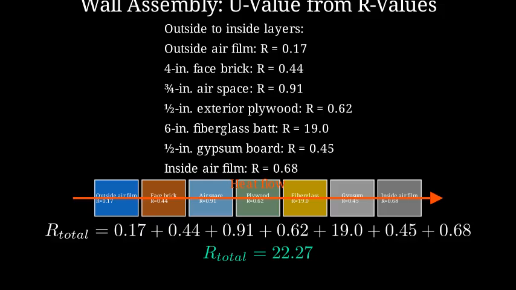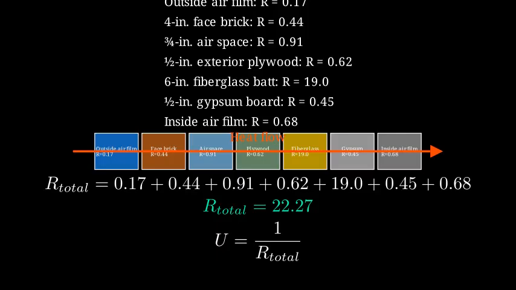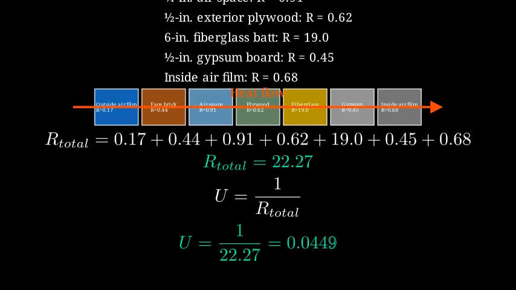The U value is the reciprocal of the total R value. So U equals 1 divided by 22.27. This is about 0.0449 British thermal units per hour foot squared degree Fahrenheit.